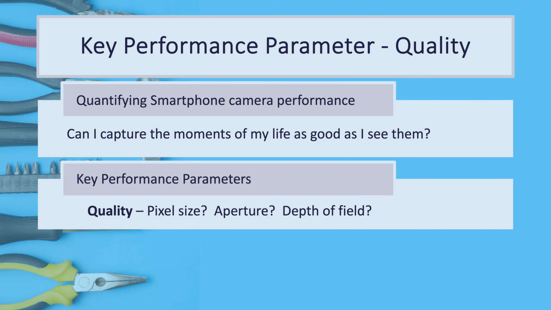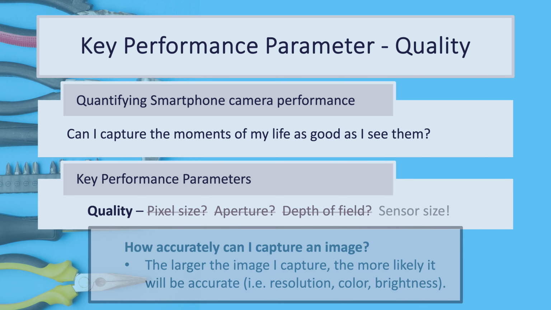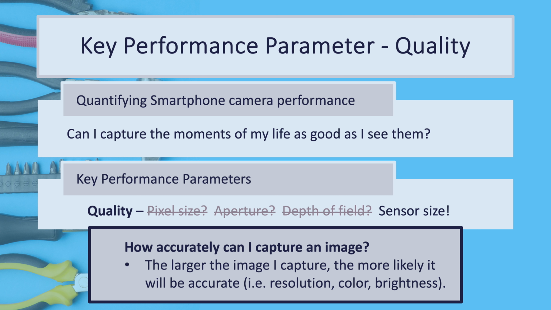For the key performance parameter of quality, we are definitely wading into a fairly subjective space, but it's important to find a tangible metric that provides a solid reference for comparison. After considering a variety of parameters, such as pixel size, aperture, and depth of field, I found the most broadly applicable parameter is the physical size of the camera's digital sensor, specifically its diagonal dimension. This is important because the larger the sensor, the more likely it is to accurately capture the details of a real image. Now that's an oversimplification, but we'll also take a look at some other parameters later to validate its use.